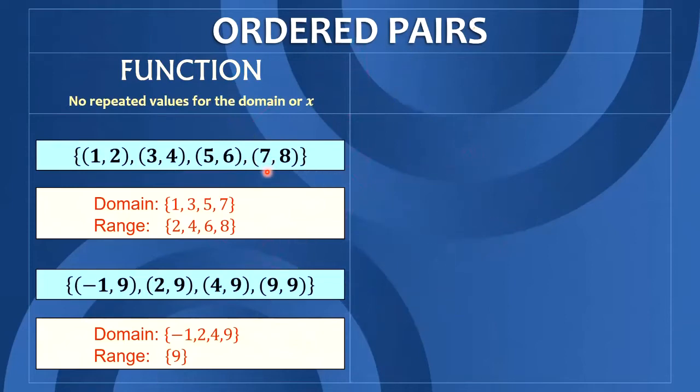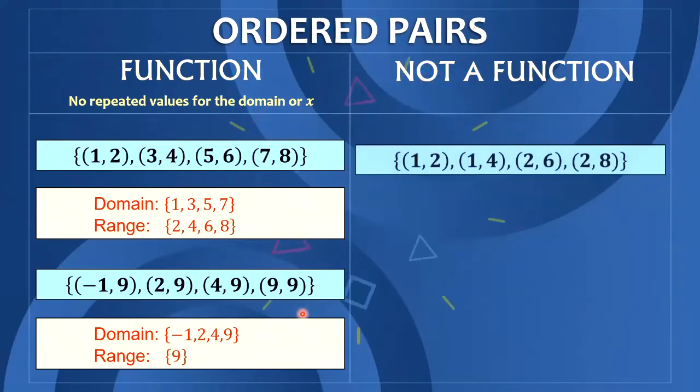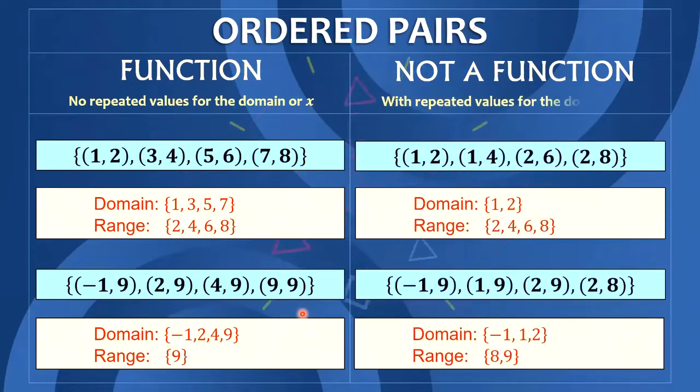sa atoang ordered pairs. The same way po sa second example, the x values are negative 1, 2, 4, 9. Wala po siya nagbalik-balik. Though, si y value kay nagbalik-balik siya 4 times, no? Pero ang main character is the x value para makonsider nato siya as function. Now, it is not a function if si x value is being repeated. Example number 1, 1 and 2 is being repeated. Therefore, not a function. Example number 2, x value, which is 2, is being repeated. Therefore, it is not a function.